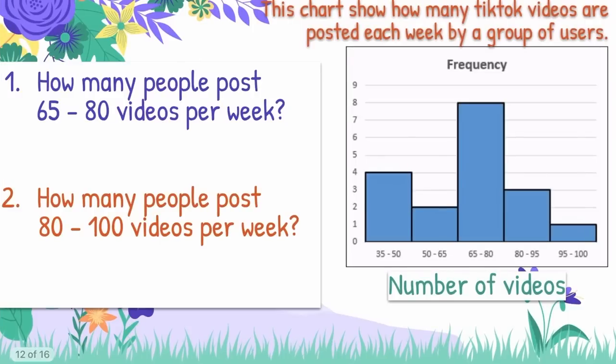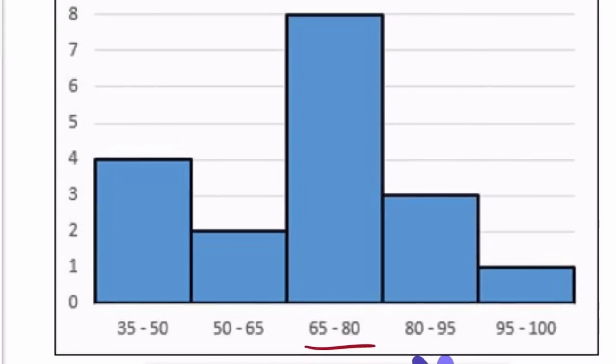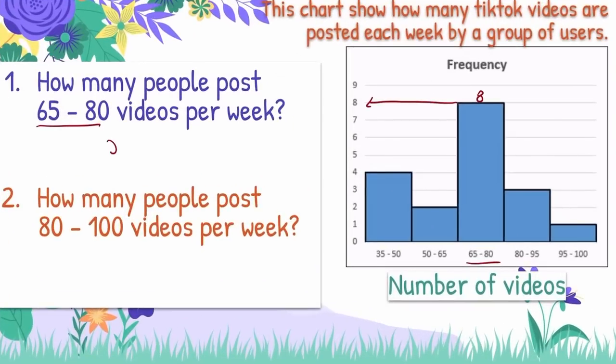How many people post 65 to 80 videos per week? In order to figure this out, we would just have to find this section in the histogram, and I'll zoom in there. We go to the top, and that's at 8. 8 people.